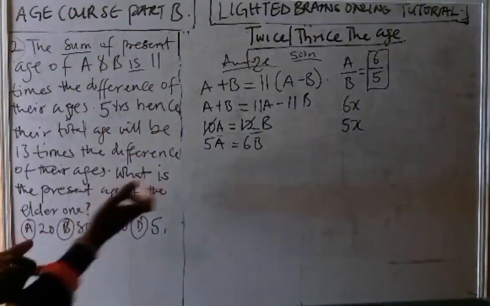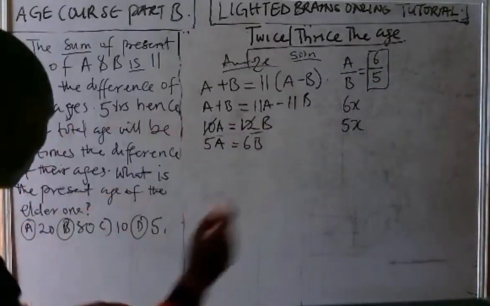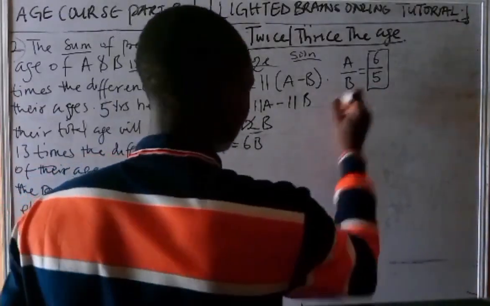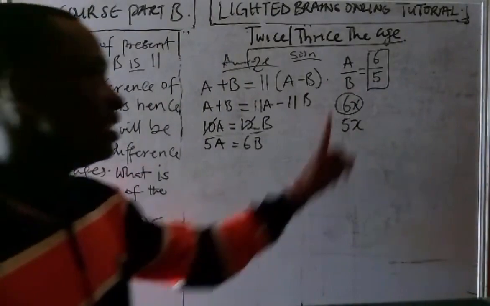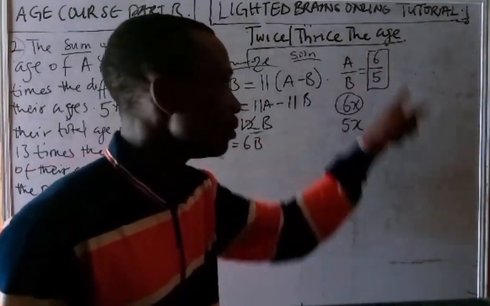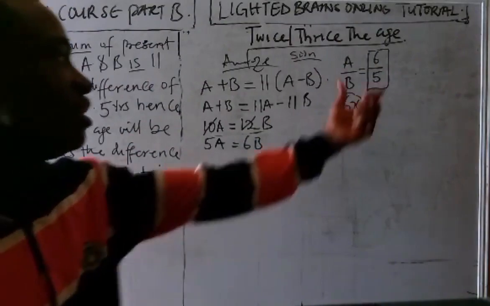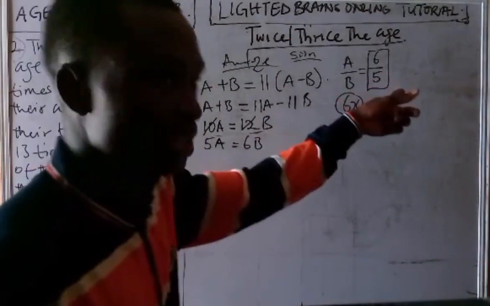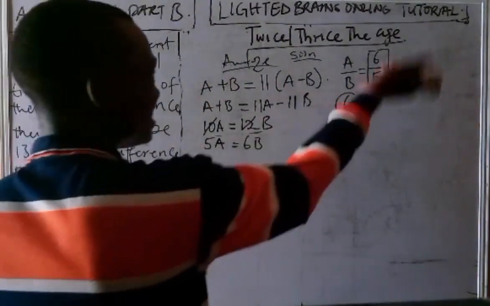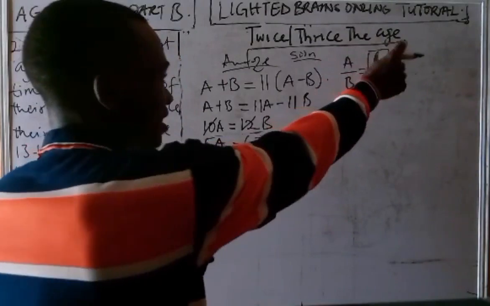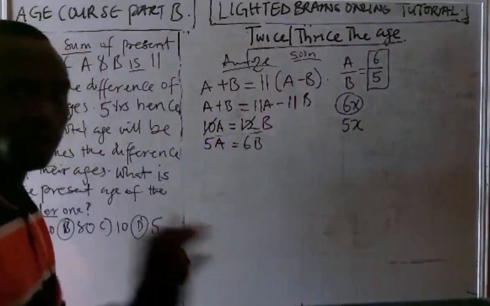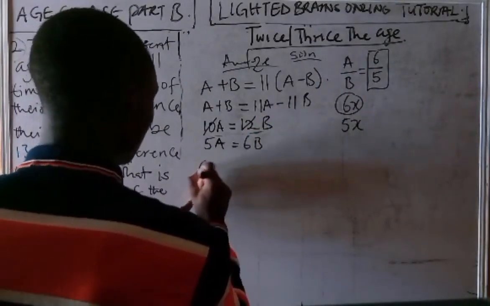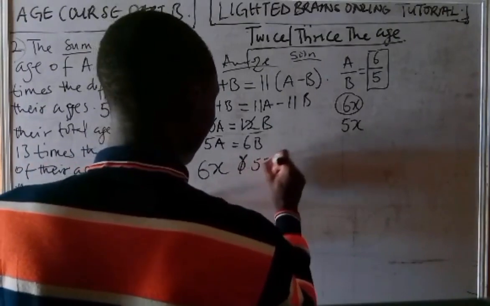For us to find the present age of the elder one, because they asked us to find the present age of the elder one, which is this one. Since they are in fraction, you add x to their present age, because this is not really the present age. But according to what is given, this is the present age. But for us to find the present age, you have to add x to each of these, the 6 and the 5. So after adding x, we have 6x and 5x.